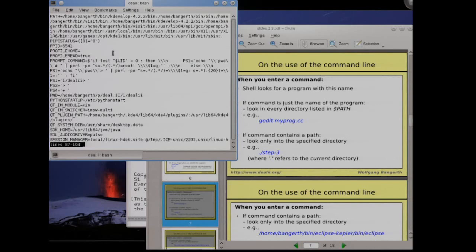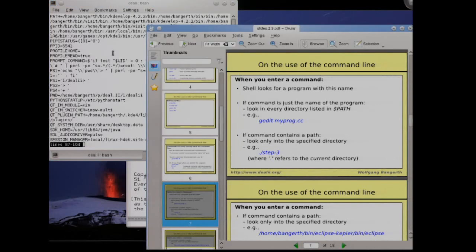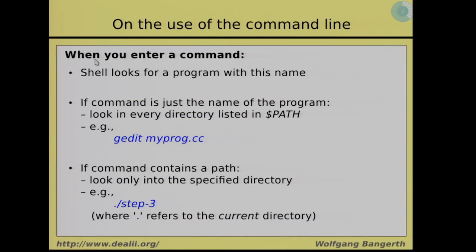Now sometimes you don't want this. So sometimes, let's say you want to do something like this. You want to call the step 3 executable. Let's say you're in the step 3 directory. Step 3 is one of the tutorial programs that we're going to discuss later on, the tutorial programs of deal.II. So you've compiled this, and it's located in the current directory.